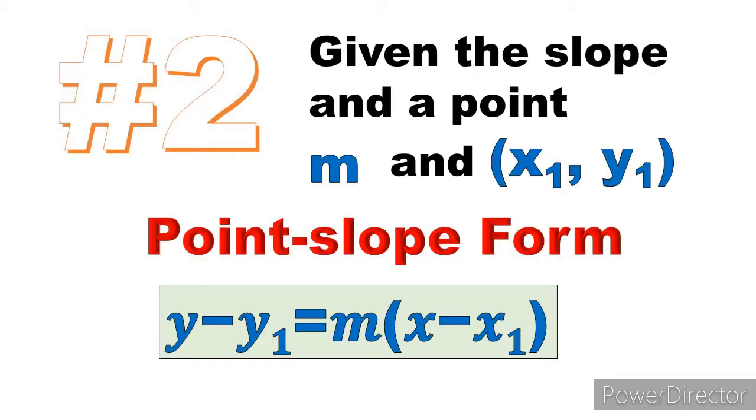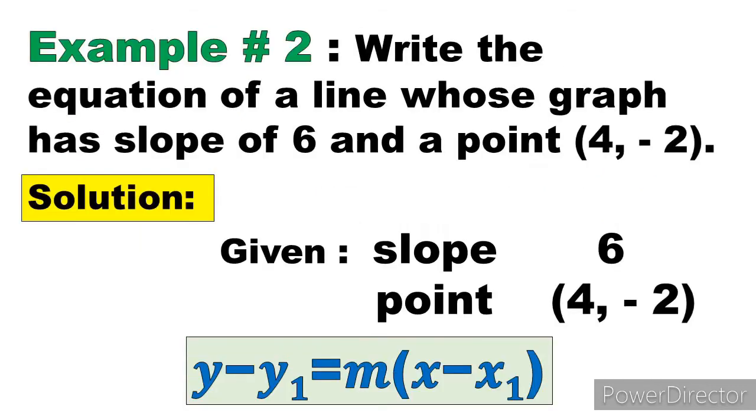And now let's proceed to number 2, which is to find the equation of the line given the slope and a point, which is given ang slope at saka isang point. Okay, yan yung tinatawag na point-slope form. So again, kapag given ang slope at given ang isang point, ito yung formula na gagamitin natin. Y minus y sub 1 equals m times the quantity of x minus x sub 1.